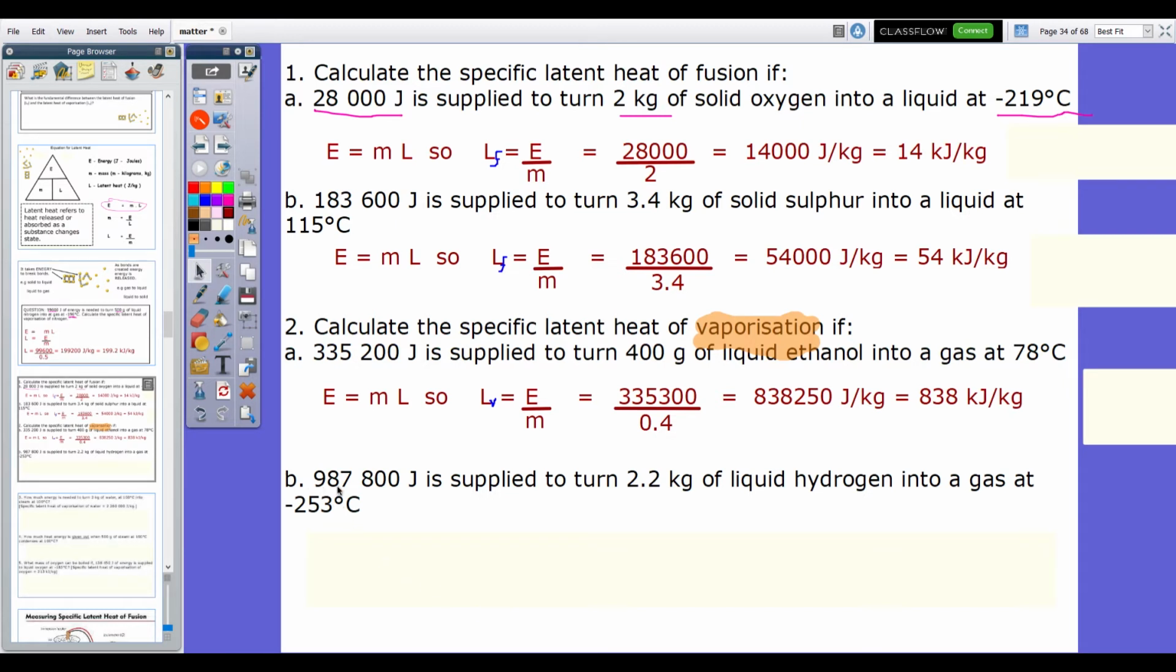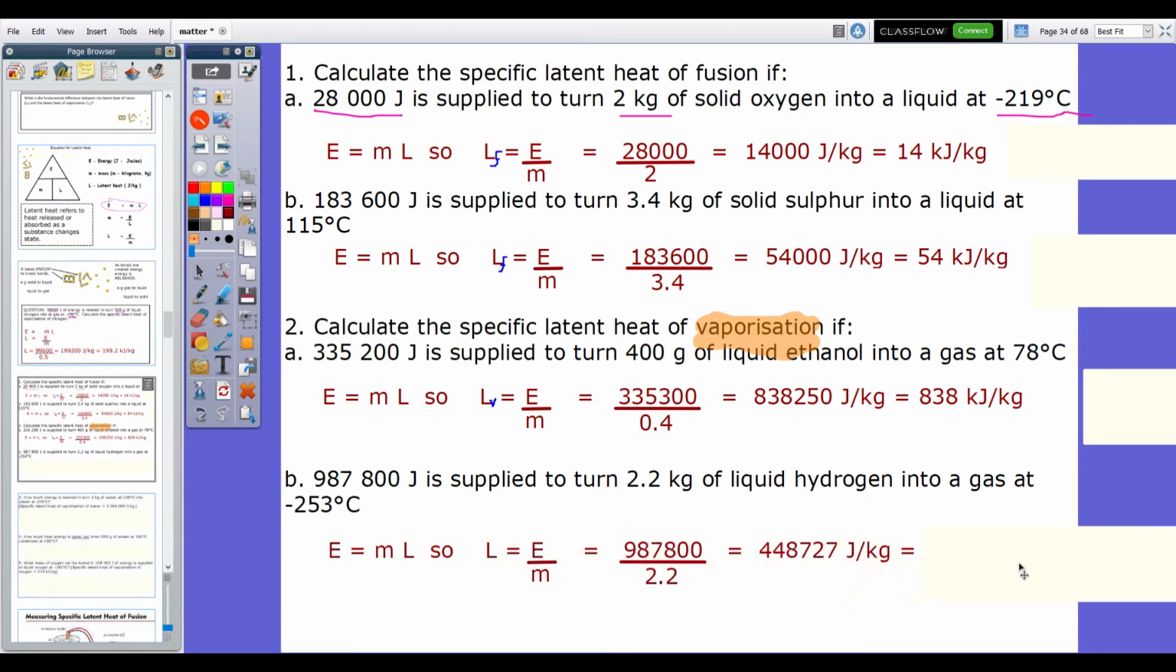Okay, 987,800 joules is supplied to turn 2.2 kilograms of liquid nitrogen into a gas. It's vaporization again. And it happens at minus 253, but we can ignore that. E equals ml. Put the numbers in, and if you want to add that V here, just to show that's a V, there you go, that's fine with me.